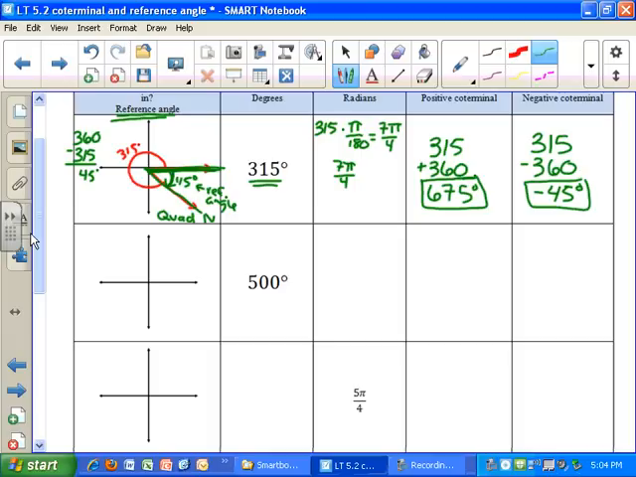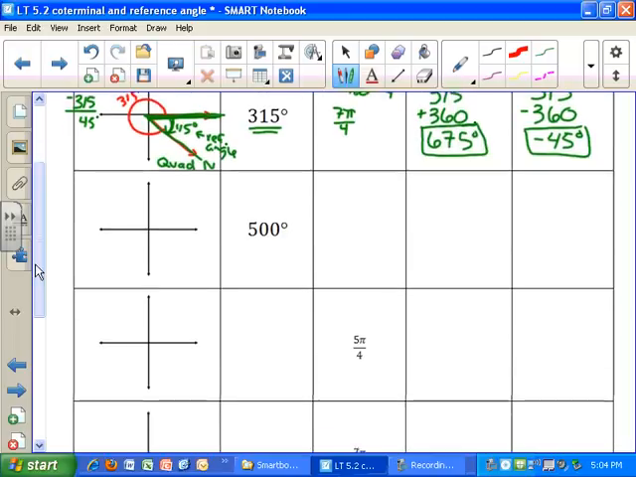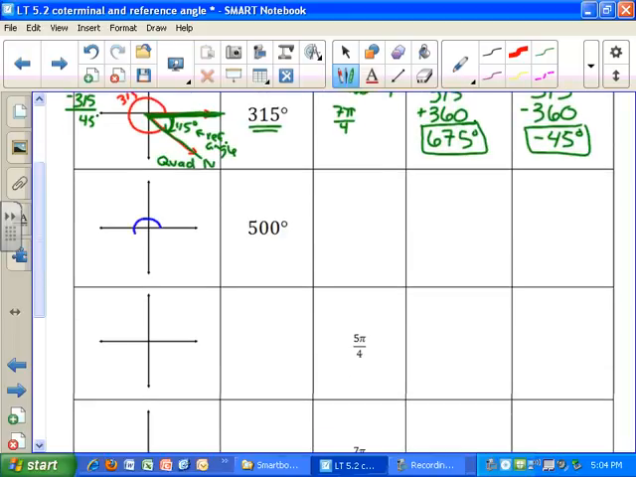Okay, 500 degrees. I already know that this one is going to be more than one full revolution because it's more than 360 degrees. So I know it's going to be 360 degrees, but how many degrees more? I could take my 500 degrees and subtract 360 to find out that it is the same as a 140-degree angle. It lies coterminal with 140. So after I do my 360, then I want to go 140 more. So there's my terminal side.